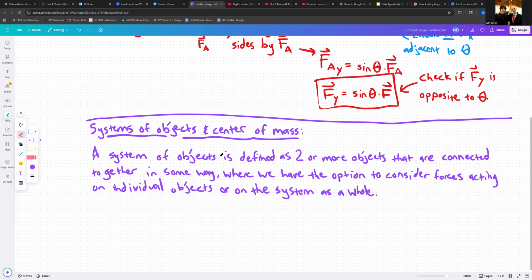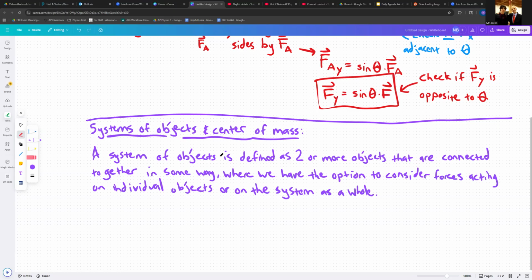Even the car itself has lots of parts, right? The wheels, the engine, the steering apparatus, everything that makes up your car could be considered an object by itself. So really everything we deal with is a system of objects. It's just how individual do we want to go, right? Do we want to analyze the forces on the driver of the car, versus let's just treat the car as one single combined object.